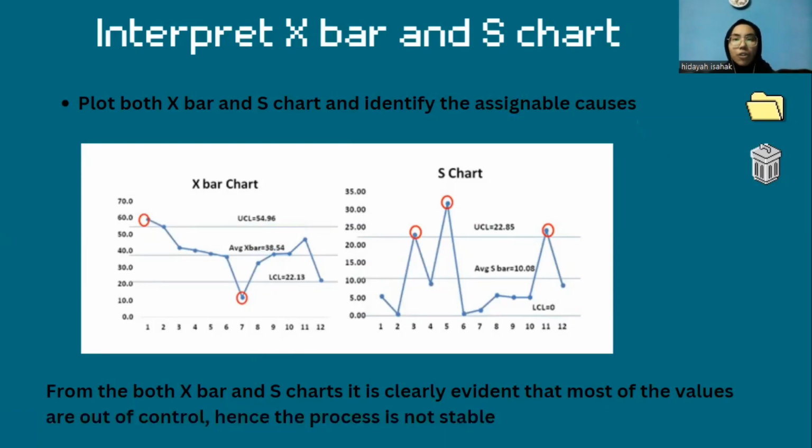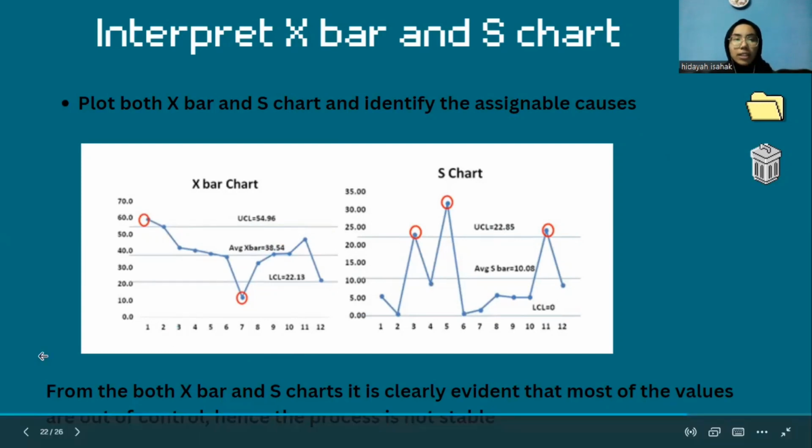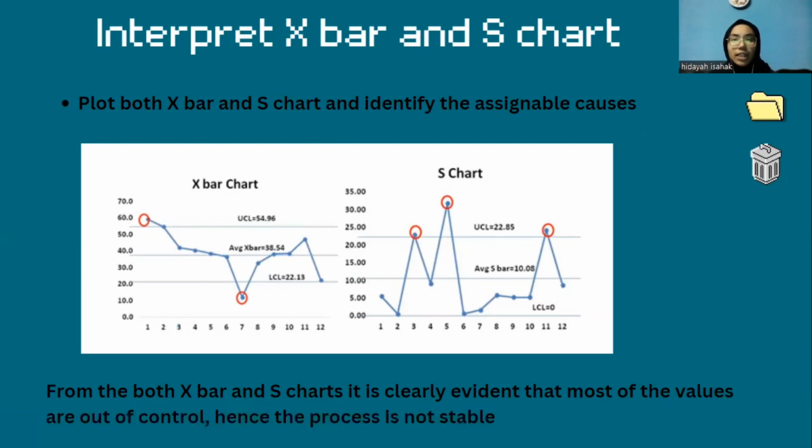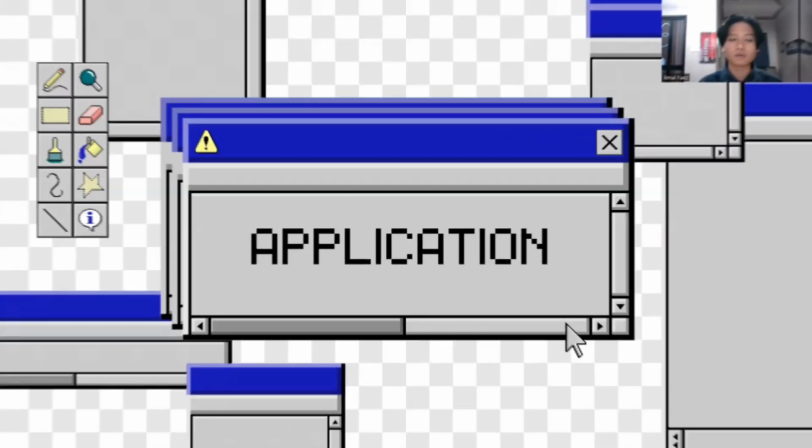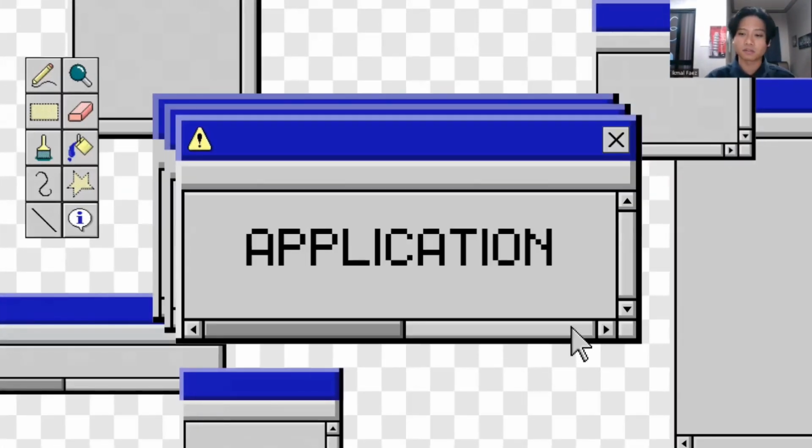Out of control means some of the data is located outside the UCL or LCL. So if the data is located outside the UCL and LCL, we call it out of control. So that's all from me. Thank you.